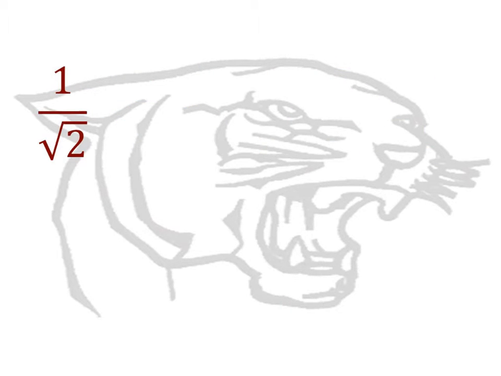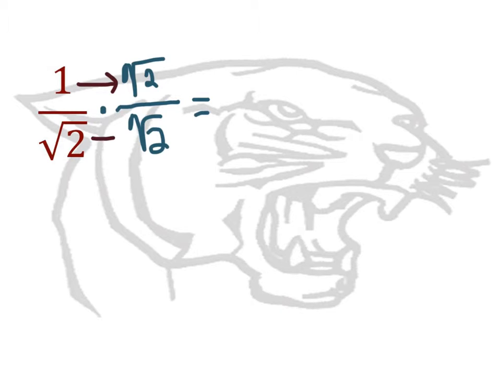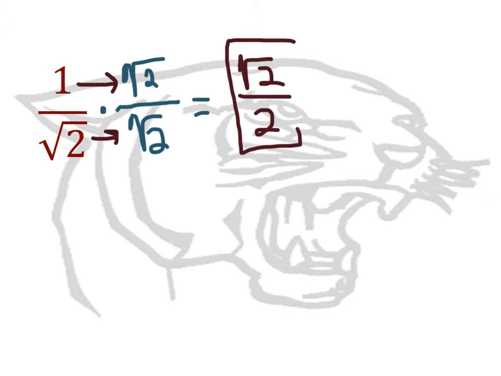The next problem, 1 over the square root of 2. Our denominator is the square root of 2, so that's what our fraction is going to be, the square root of 2 over the square root of 2. Multiply straight across. 1 times the square root of 2 is the square root of 2. The square root of 2 times the square root of 2 is just 2. And we are done.